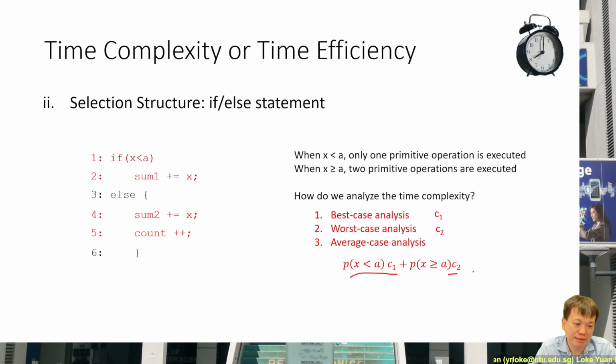But for this particular example, not surprisingly, whether you take C1 or C2, both are constant time. Overall, it is still constant time. So that is the probability. So overall, for the time complexity of the selection structure, when you see that your algorithm has an if-else statement, very likely you need to consider the best case, worst case, and average case.